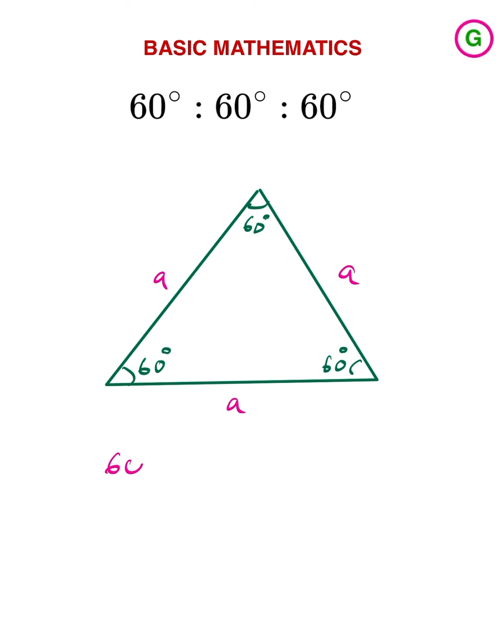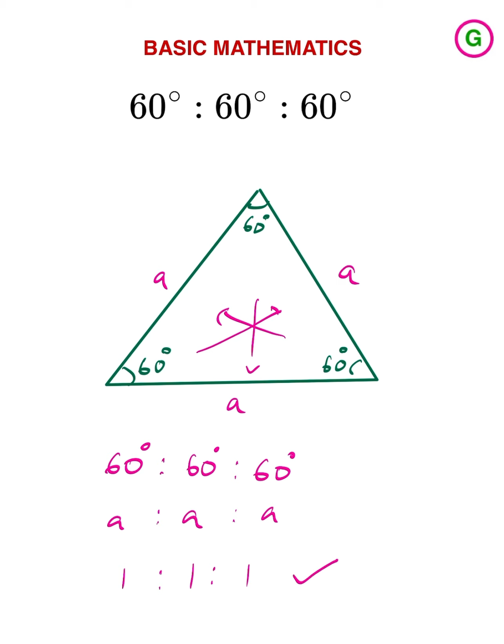So now the ratio of 60 degrees to 60 degrees to 60 degrees: the side opposite each 60 is a, another 60 opposite is a, another 60 opposite is a. So it is 1 is to 1 is to 1. So for 60-60-60, 1 is to 1 is to 1 is correct.